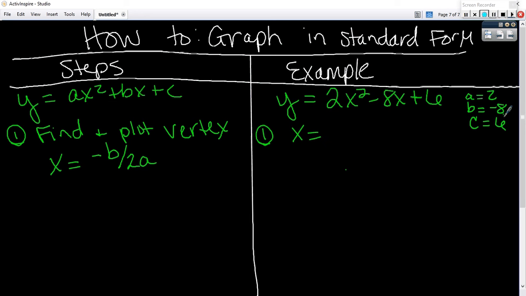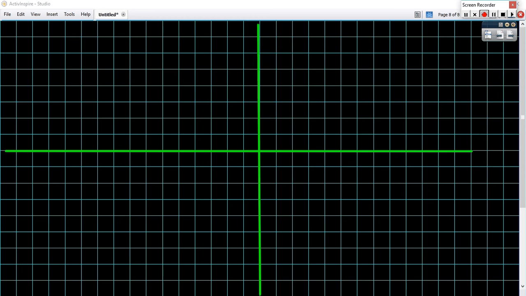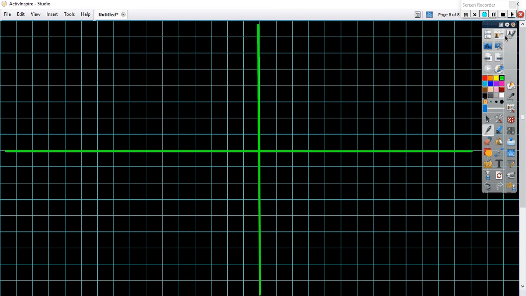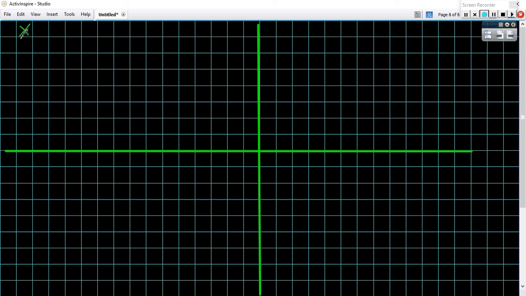If b is negative 8, then opposite b is 8 over 2 times a, and a is 2. So that becomes 8 over 4, which is 2. Are we in agreement? Okay. Now, let me go to my graph here. So we said for this one that x equals what for the vertex? 2.